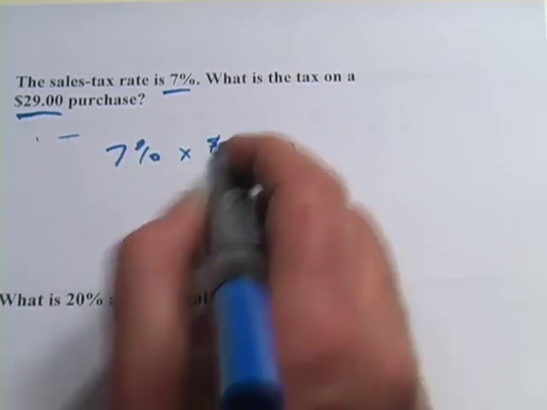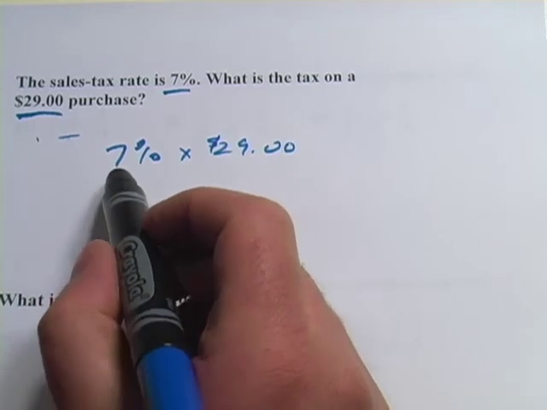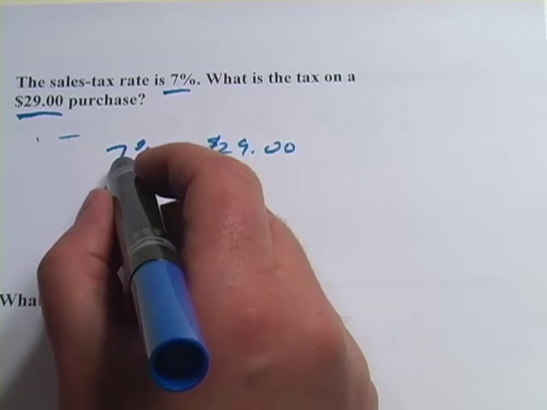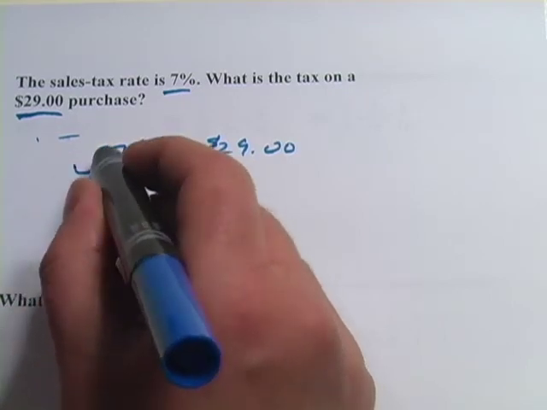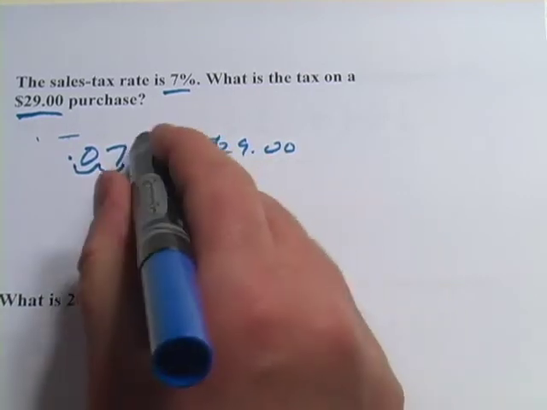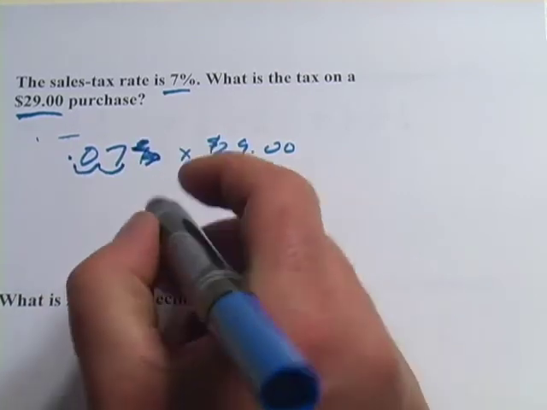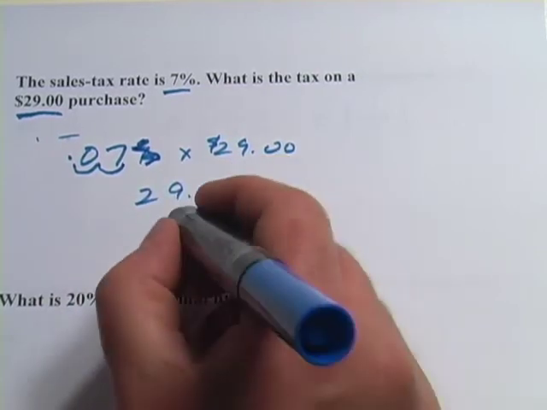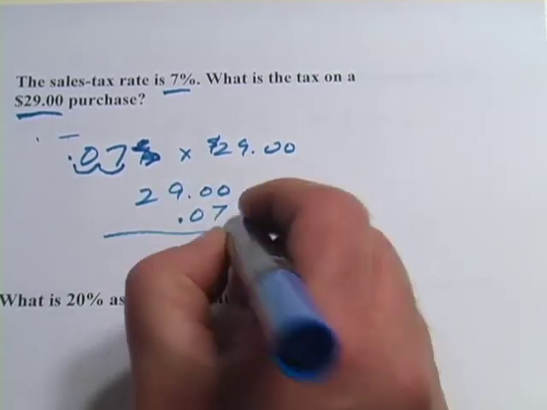However, you can't just multiply something that's a percent. You have to convert it to a decimal first. The way to convert a percent to a decimal is to move the decimal place 2 points, and then you fill in with the zeros there. So 7% becomes 0.07. Now we multiply. So let me do the multiplication here. We've got $29 times 0.07.